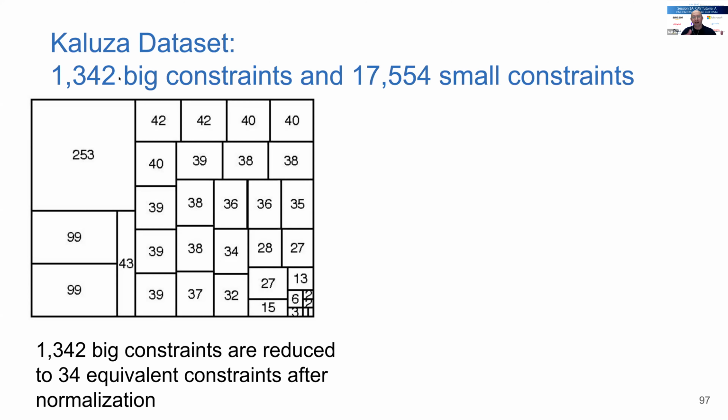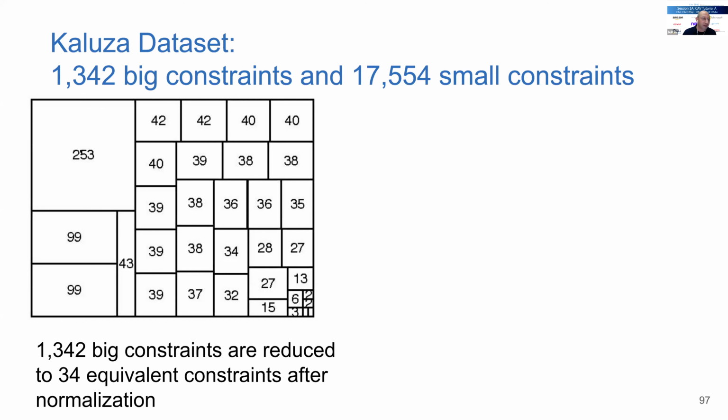They classify the data set into small and big constraints. The number of constraints that are big is more than 1,300. But if you use normalization, there are actually only 34 equivalent constraints. So this is the tree map of those constraints. There are like 253 constraints that are equivalent.